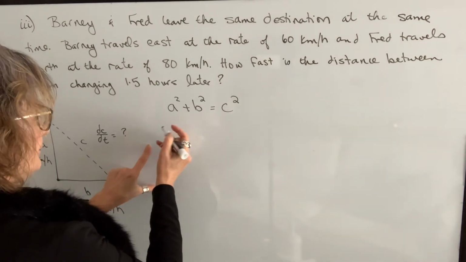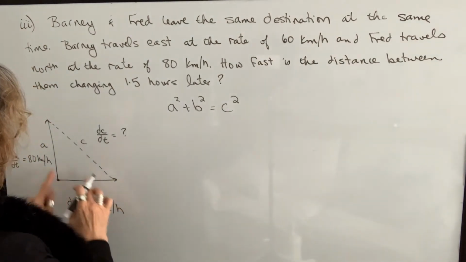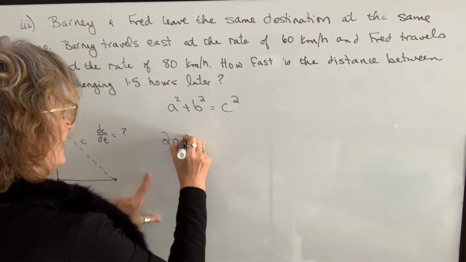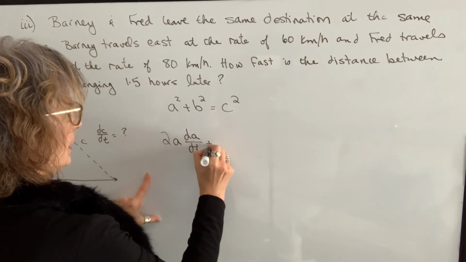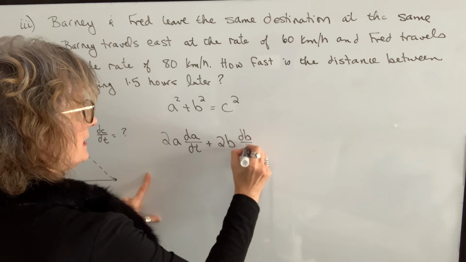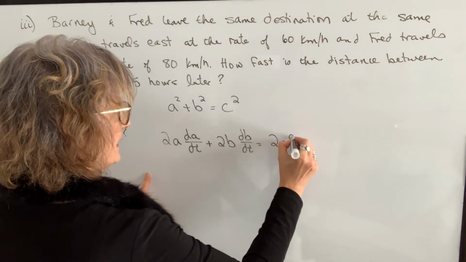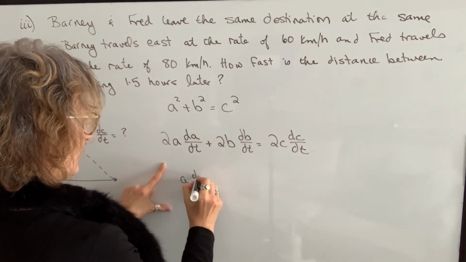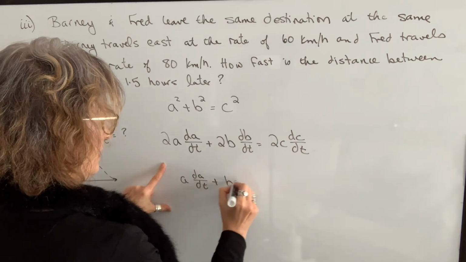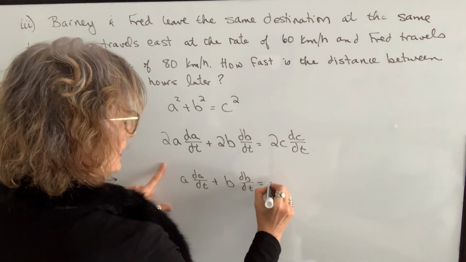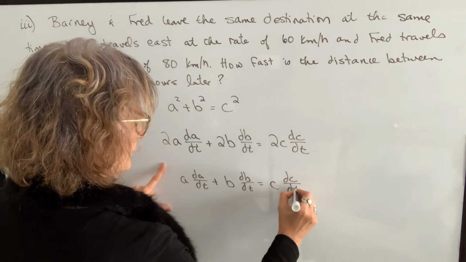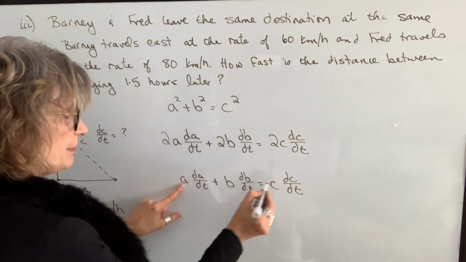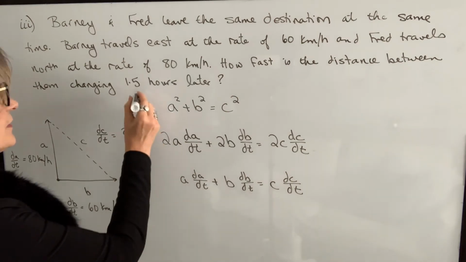When we differentiate, remember all of these values are changing with time, so I'm differentiating with respect to time. I will get 2a dA/dt plus 2b dB/dt will equal 2c dC/dt. Let's divide through by 2, so I'll have a dA/dt plus b dB/dt equals c dC/dt. So I have my rates of change, these 2, and I want to find this one. But I also need to know A, B, and C. And in order to find those, I use my time.